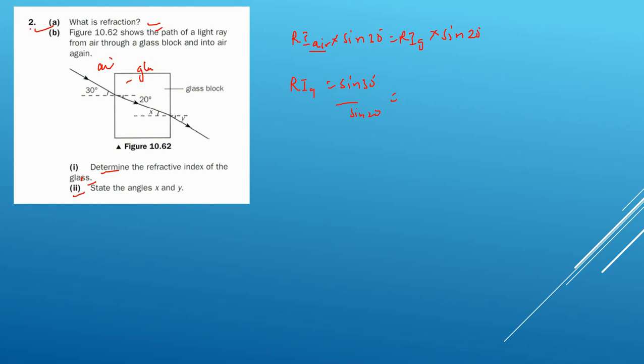Next, state x and y. So this is your x, this is your y. If you think this is the parallel line, then they are alternate angles. X will be your 20 degree. What is y? For y you can follow the reversibility principle, and y will be your 30 degree, because if this is the 30 degree, this will also be 30 degree.